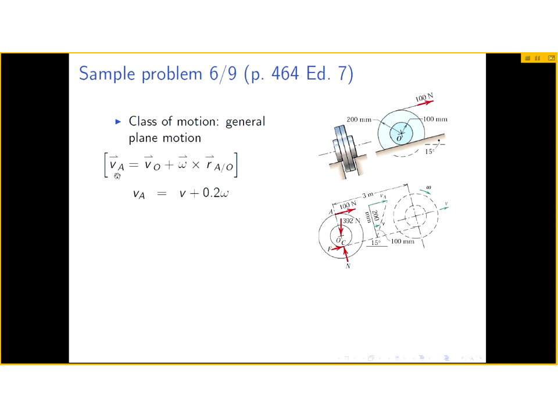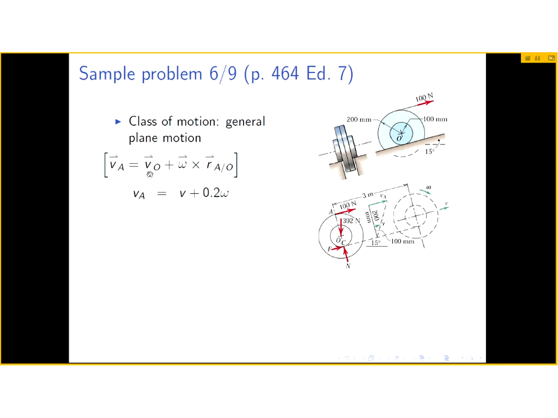To determine the velocity of point A, I'm going to use the relative velocity equation that says the velocity of point A is the velocity of the center of the wheel O plus the velocity of A relative to O. Now since both point A and point O lie on the same rigid body, the velocity of point A relative to O is simply the angular velocity vector of the wheel, omega, cross the position vector of point A relative to O, which is the vector starting at point O and ending at A. And that vector has a magnitude of 200 millimeters.